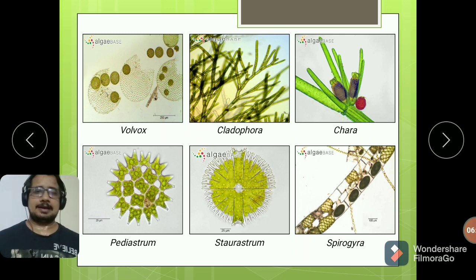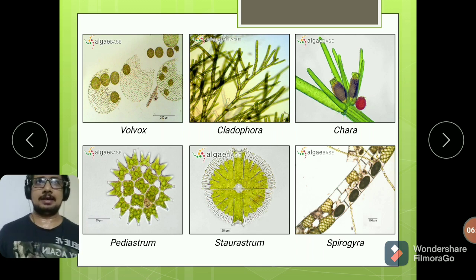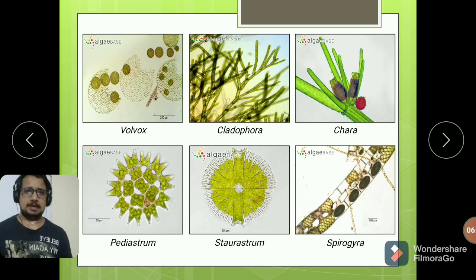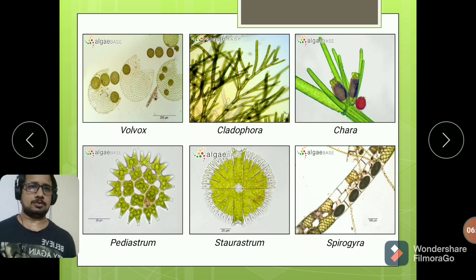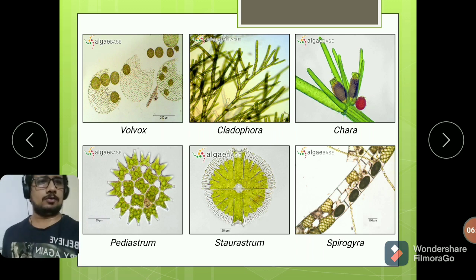The next is Chara. Chara is a macrophyte. Then there are Volvocales, or Volvox, which is a colonial form. Pediastrum and Staurastrum are coenobial, meaning colonies are formed but they are very temporary, hence they are called coenobia or coenobial forms of algae. These are the examples of Chlorophyceae.